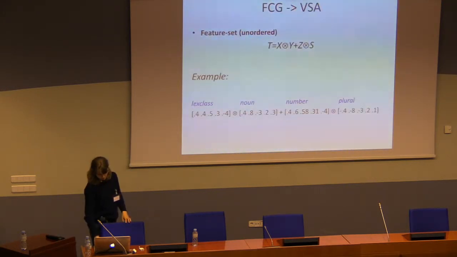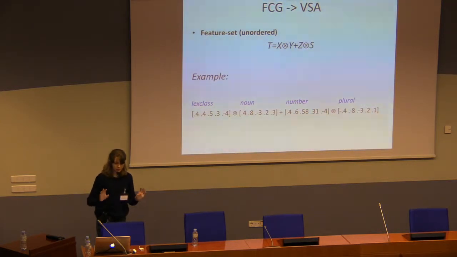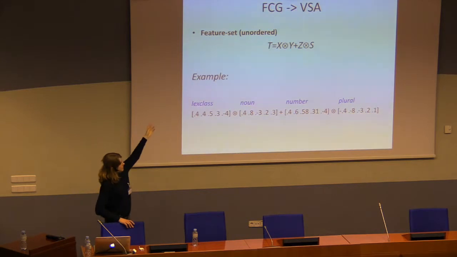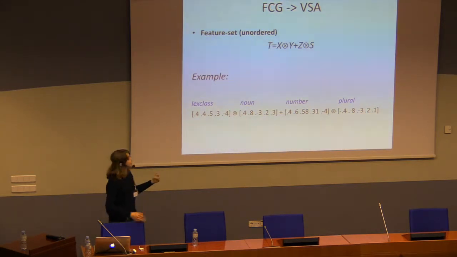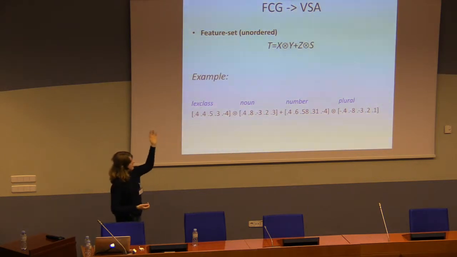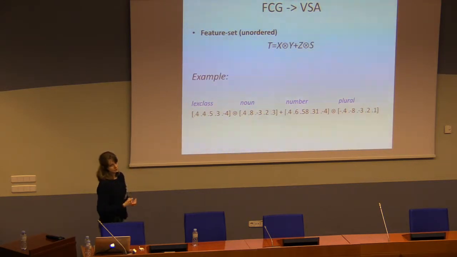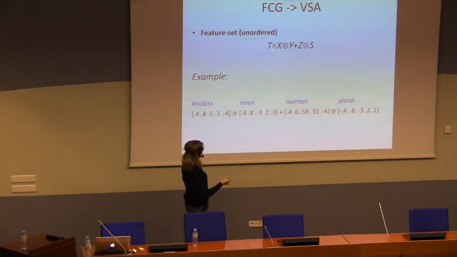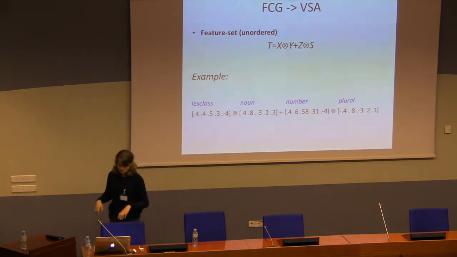Okay. Now just briefly, to see how some of these elements can be implemented using this approach. For example, how do we implement a feature set that we saw on the first slide? Well, a feature set can be implemented as really just addition of two feature value pairs, or three, or however many you have. So X and Y, Z and S, all convolved and then added together. And that vector T represents all of those feature values, the whole list. So this is an example here. Lex class convolved with noun, number with plural, and then they are just added together, and that's your feature set.